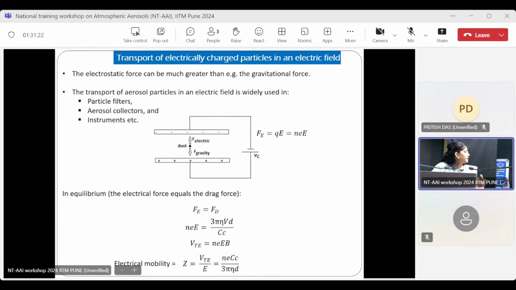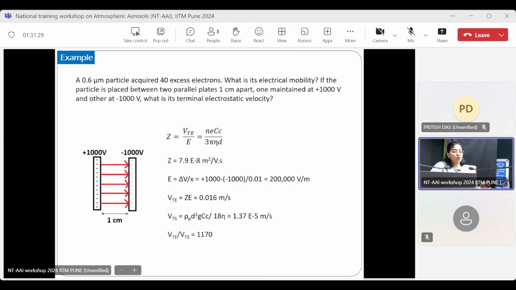So now we will see an example for the same arrangement to have a feel of the numbers for the settling velocity and the electrical velocity. Consider a 0.6 micron particle having 40 excess electron charges, which has been placed between two parallel plates. One is at plus 1000 volts and the other is at minus 1 kV, and they are separated by 1 centimeter. We are trying to compare the settling velocity due to gravity and the velocity due to the electrical forces.